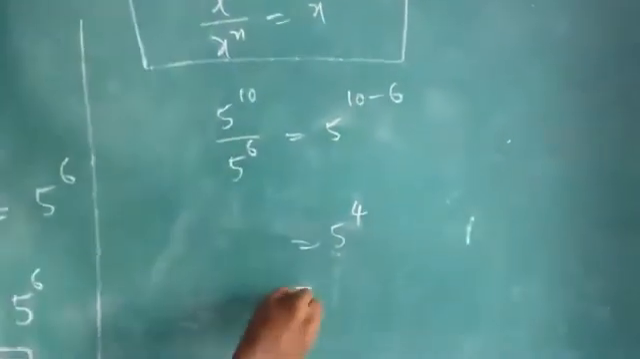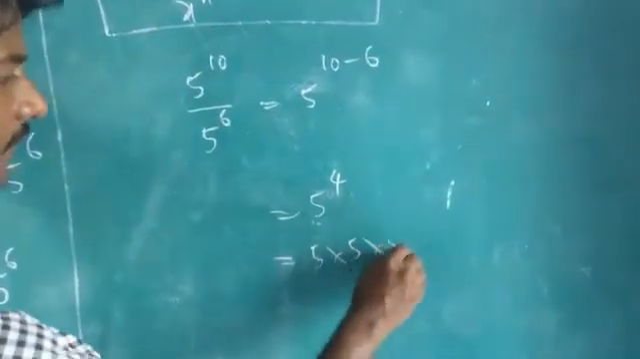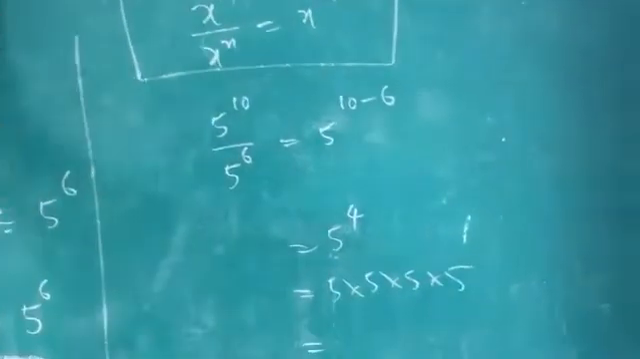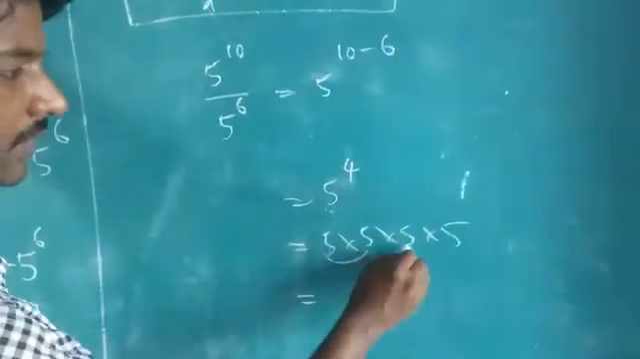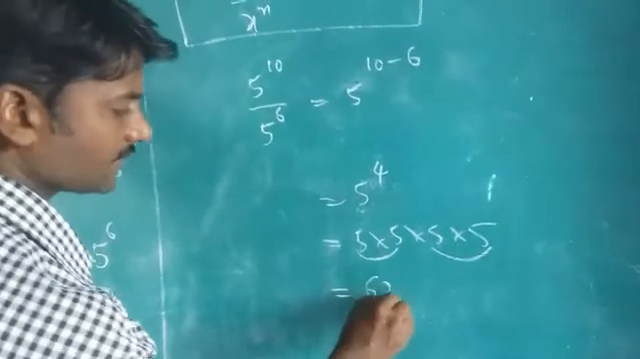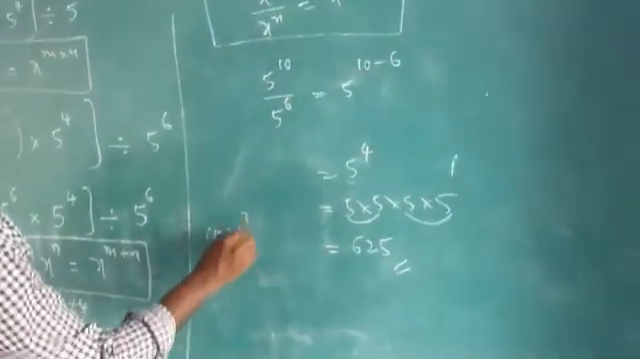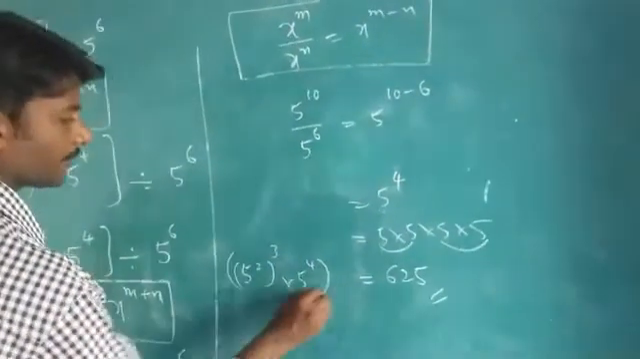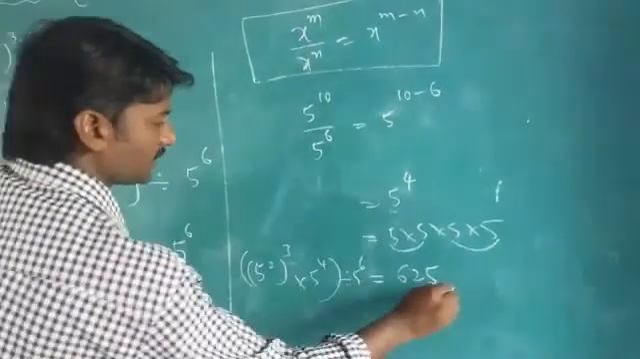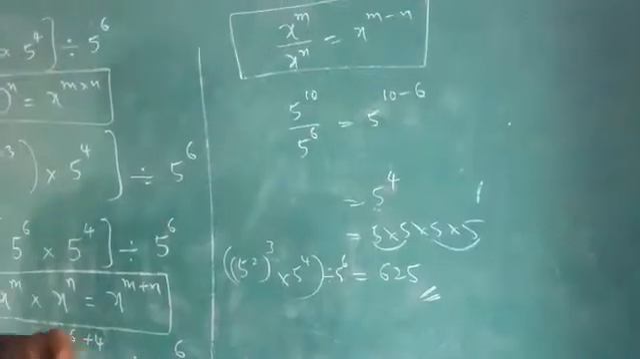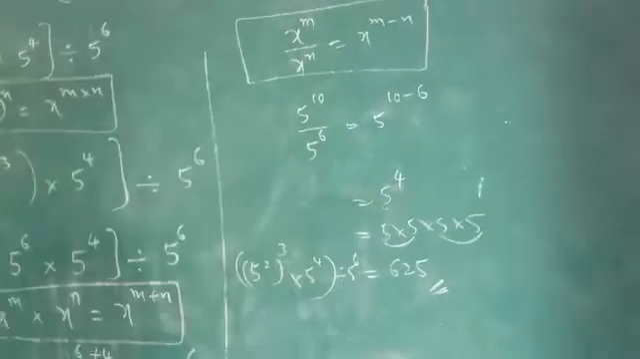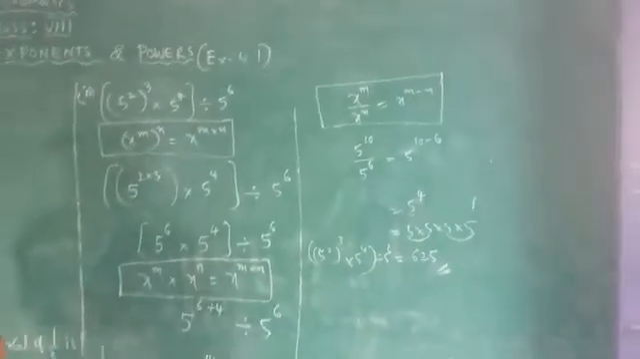If you want the answer, you can multiply also. 5 into 5 into 5 into 5. That is 5 5s are 25, 25 25s are 625. Therefore, the answer of 5 square whole cube into 5 to the power of 4 divided by 5 to the power of 6 is how much? 625. Children, go to the formula.